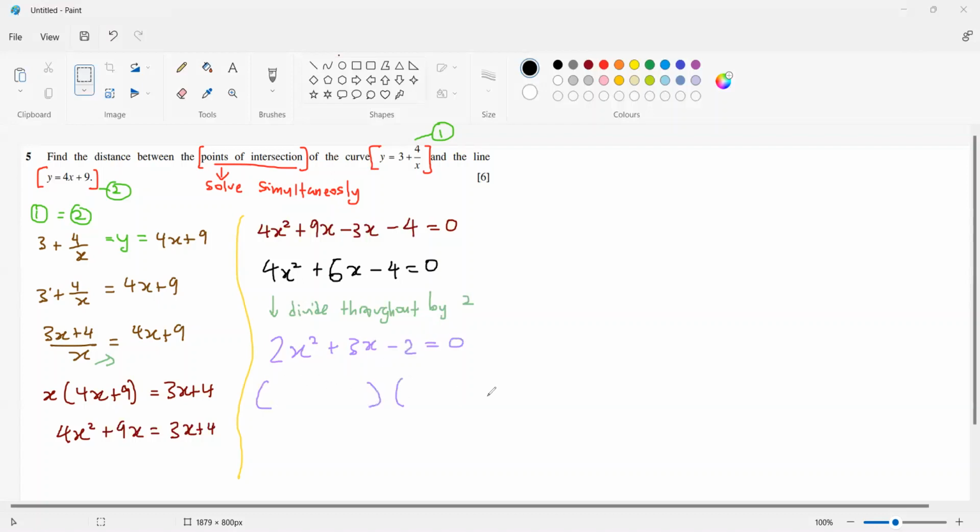Then put 2 brackets like that, and we need to find the factors if it is factorizable. Usually it is, so let's try to find the factors here. Please take note, this is a 6-mark question, and that's why there are quite a number of details here. Put the thing like that, the normal thing for the quadratic. 2x times x is the only way to get 2x squared, so we place it in that.